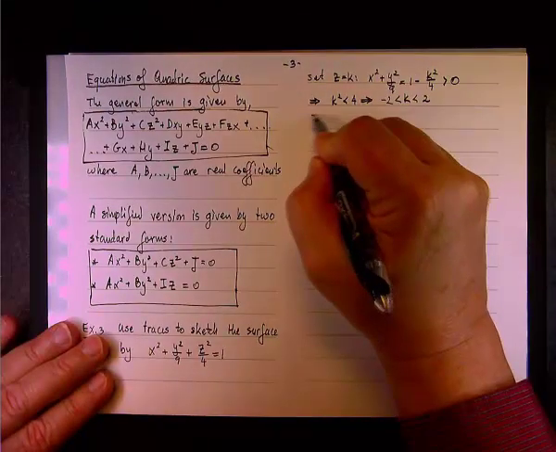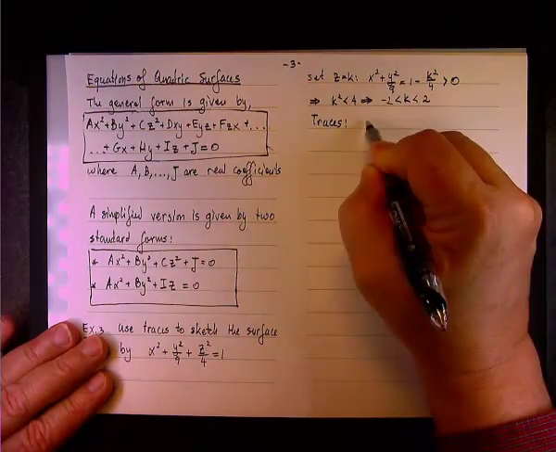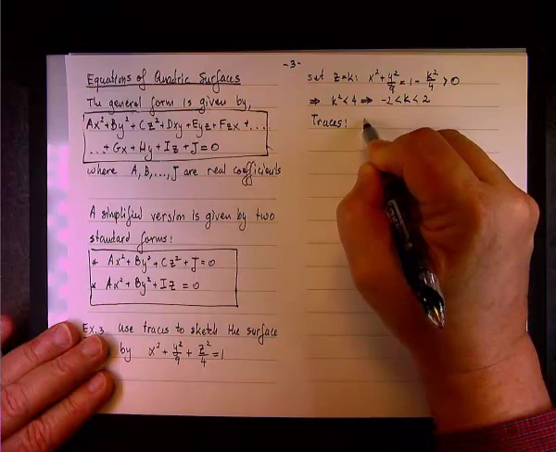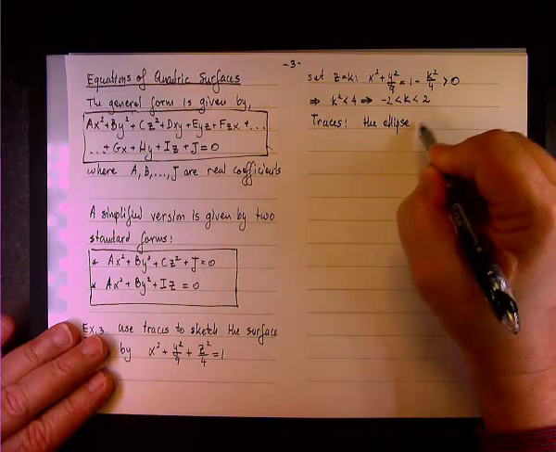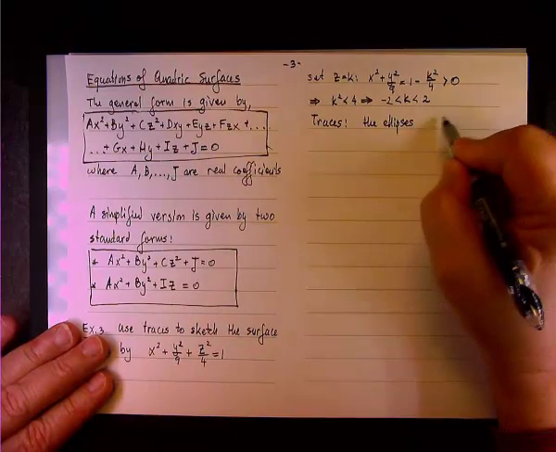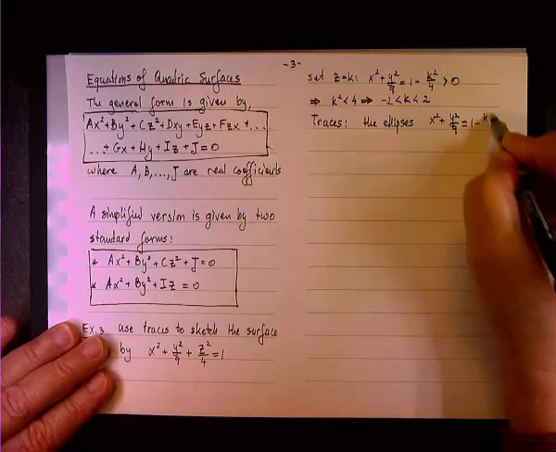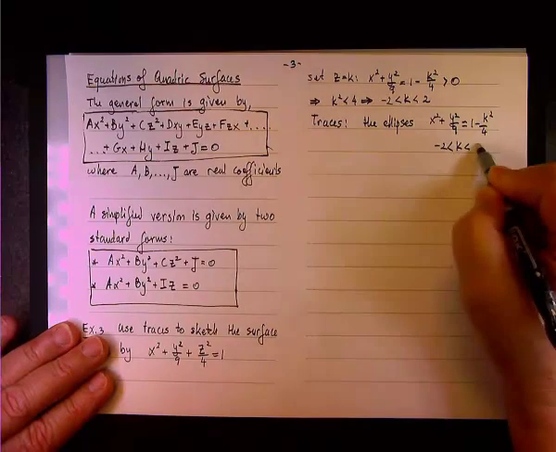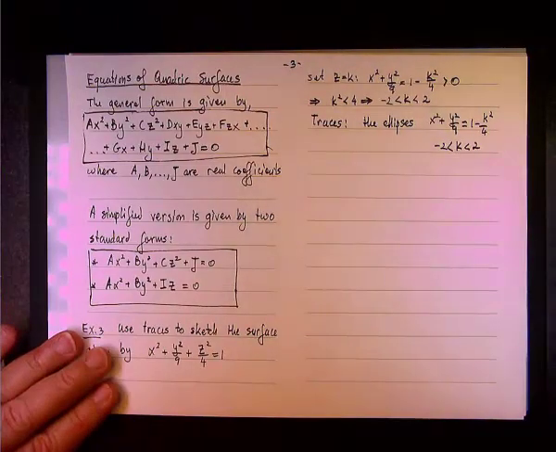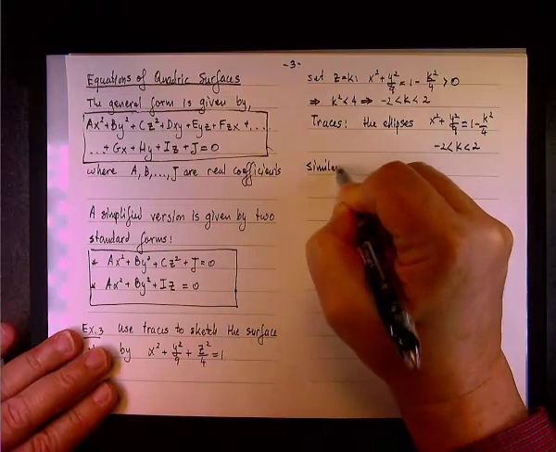So this gives you the trace. The traces will be simply the ellipse, the family of ellipses. So the ellipse is x squared plus y squared over 9 equals 1 minus k squared over 4, with k greater than -2 and less than 2, together. All right.